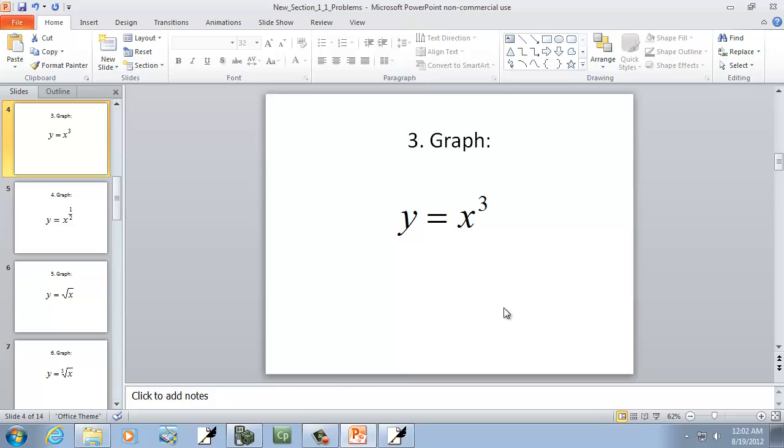Now in this one, I don't really care what y is equal to x to the third looks like. I'm showing how do you put any exponent in there. If you got third power, fourth power, 201st power, how do you put it in there? So let's take a look at that.